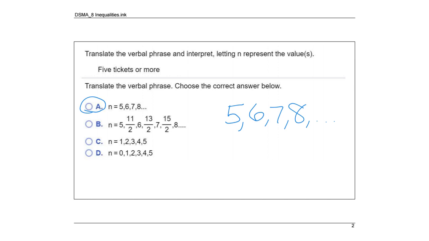B wouldn't work because it has fractions. Fractions are not going to make sense for tickets. C and D are not going to work because those are 5 or less. So those are not going to work. So it's going to be A.